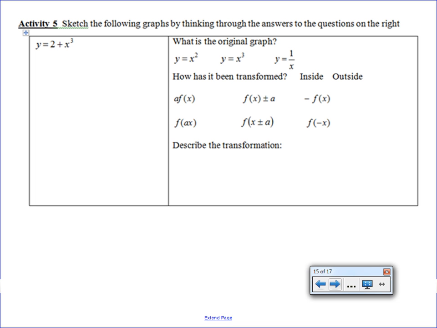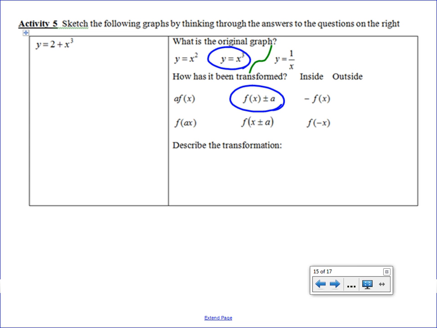Okay, we've got something similar to the last one here. It's just, I think on this one, they're not all inside or all outside, so you have to really think how it's been transformed. So the original graph's fairly obvious. Cubic, which means that we know that it's originally that sort of shape. So we know what we're starting with. Inside or outside? It is outside, so it is going to be this one here.